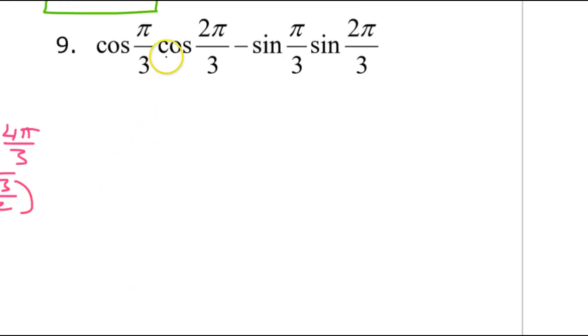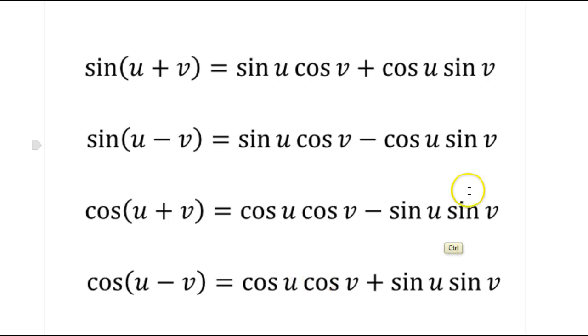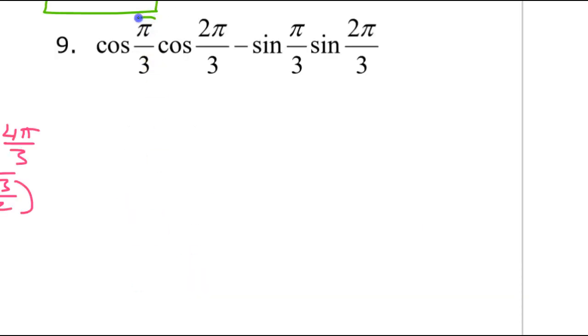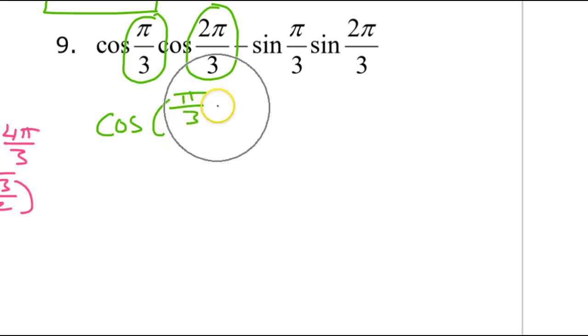So problem number 9. Hopefully you can recognize the pattern in this matches one of our sum or difference formulas. See how this goes cosine, cosine, minus sine, sine. Can you see that among these? Here's cosine, cosine, minus sine, sine. That means it must be the cosine of something plus something. Now the two angles involved are this and this. So this must be the cosine of pi over 3 plus 2 pi over 3.